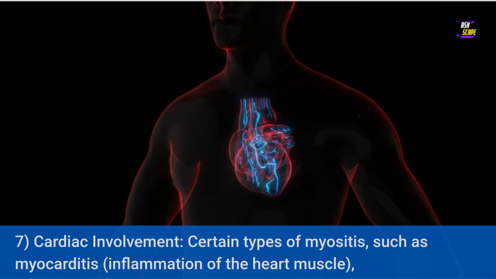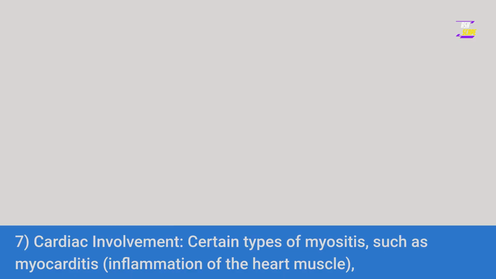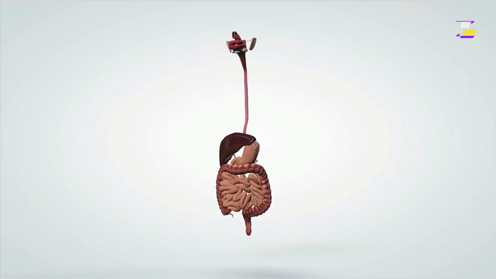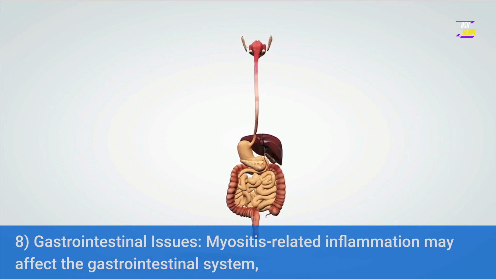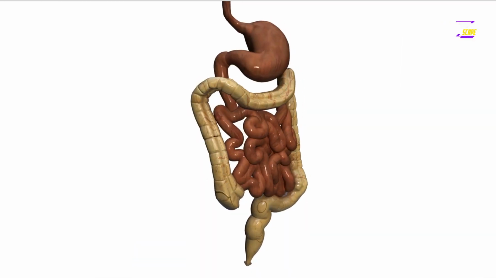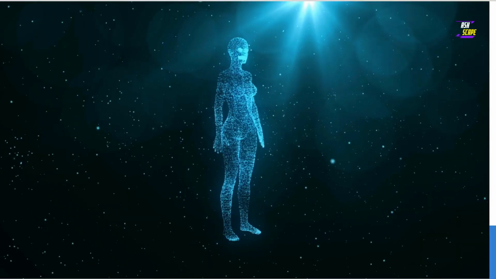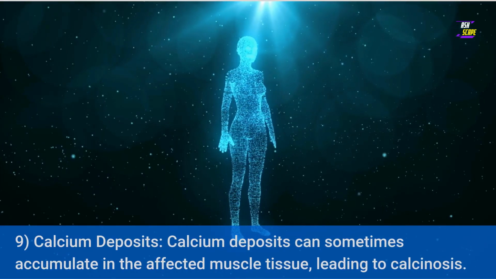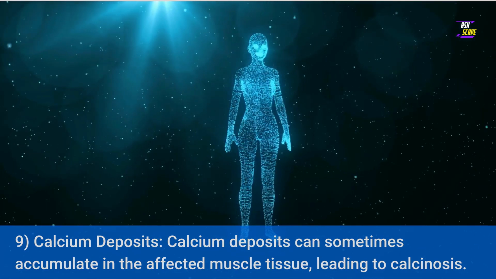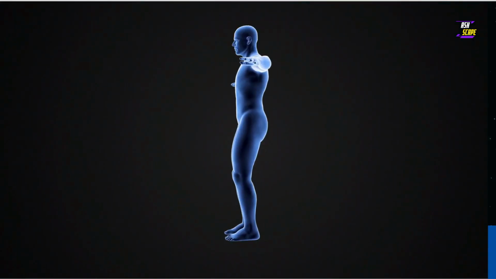7. Cardiac involvement. Certain types of myositis, such as myocarditis, inflammation of the heart muscle, can affect the heart and lead to heart-related complications. 8. Gastrointestinal issues. Myositis-related inflammation may affect the gastrointestinal system, causing symptoms such as abdominal pain, diarrhea, or constipation. 9. Calcium deposits. Calcium deposits can sometimes accumulate in the affected muscle tissue, leading to calcinosis. Calcinosis can cause discomfort and affect joint function.